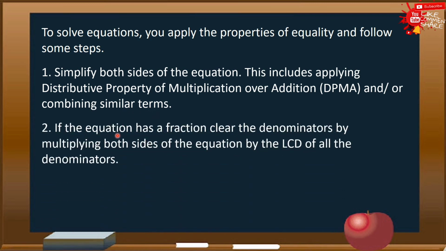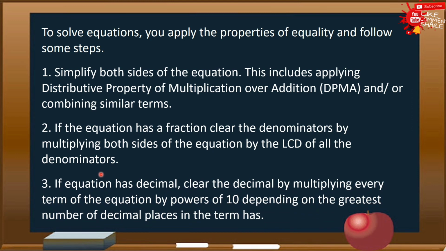Second, if the equation has a fraction, clear the denominators by multiplying both sides of the equation by the LCD of all the denominators. Third, if the equation has decimals, clear the decimals by multiplying every term of the equation by powers of 10 depending on the greatest number of decimal places a term has.